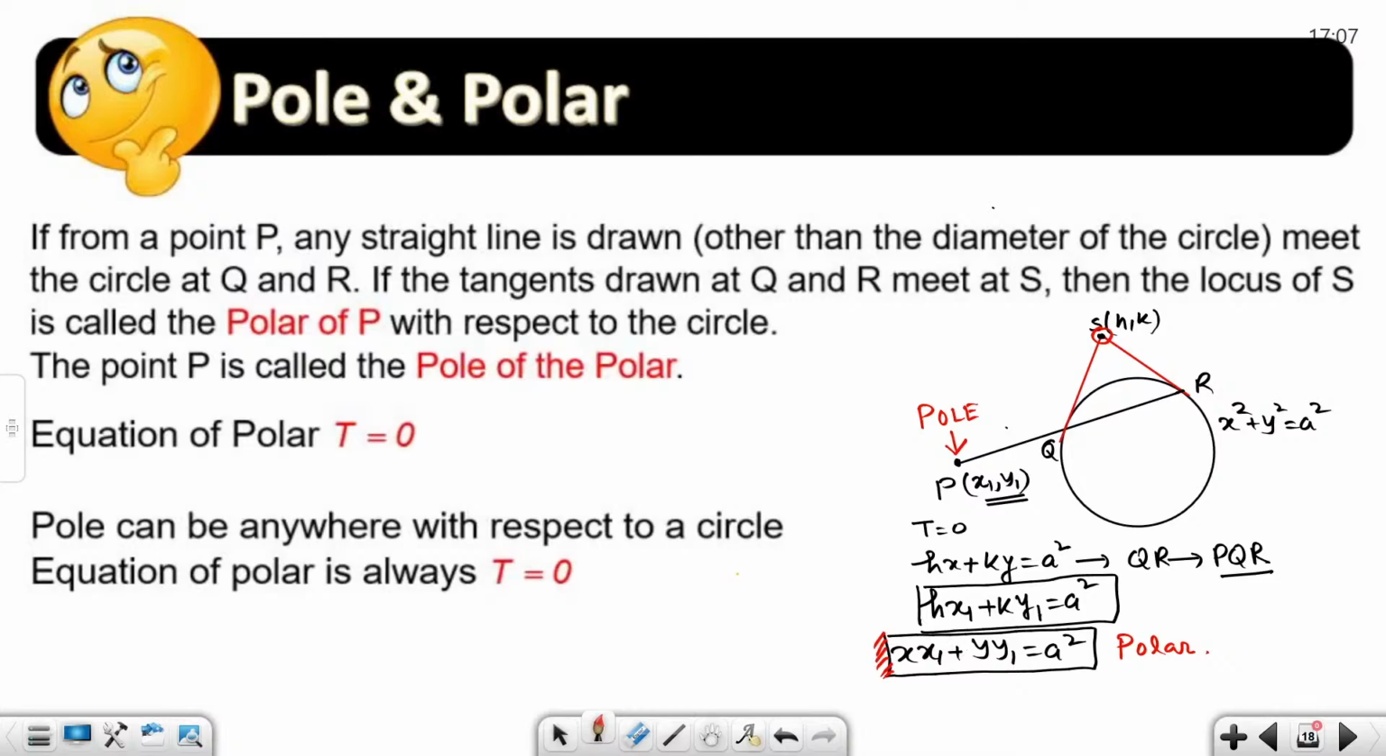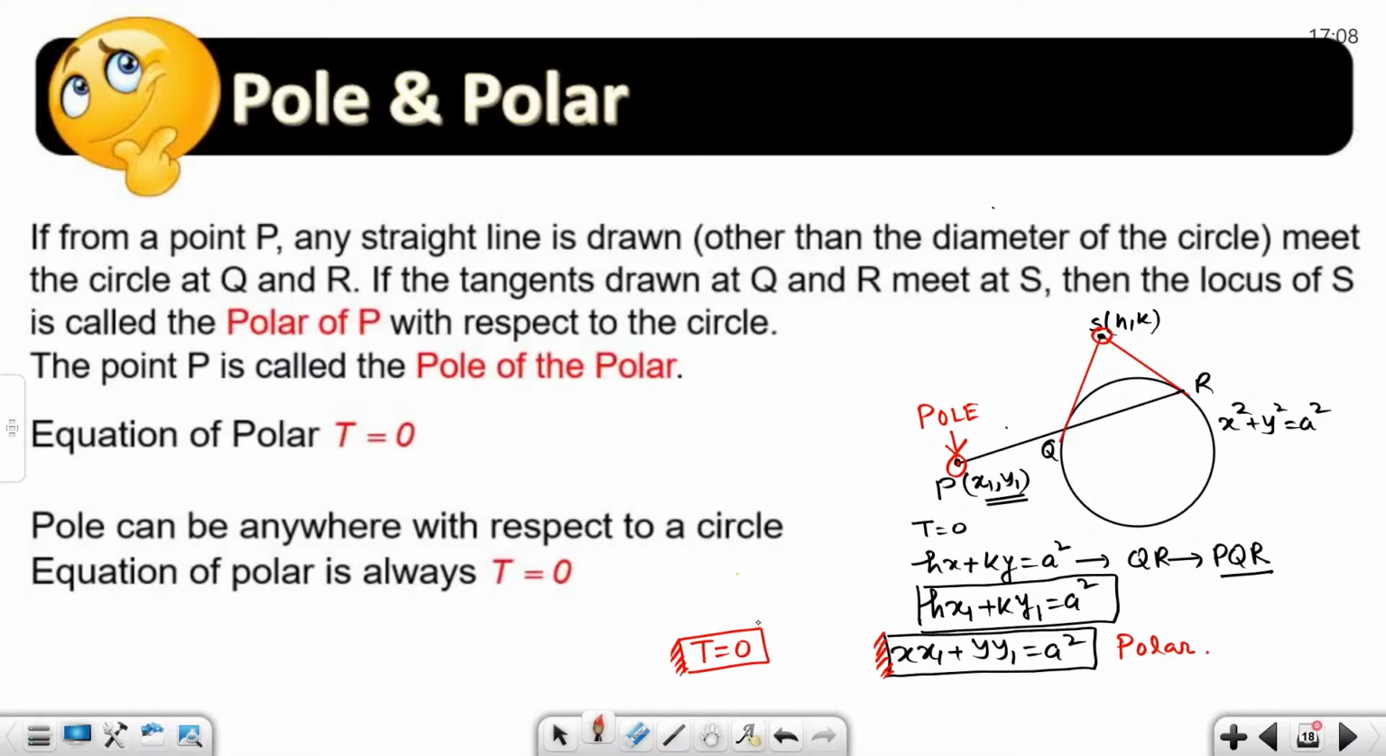Now, if you observe, we will find that with respect to the point P, if I consider this equation, that is the equation of the polar, it actually becomes the equation of the chord of contact. Isn't it so? That is, the chord of contact equation is T equals to 0. So when the pole is outside the circle, the polar is a particular line which is nothing but the chord of contact. Is it clear? Absolutely. And its equation will be T equals to 0.